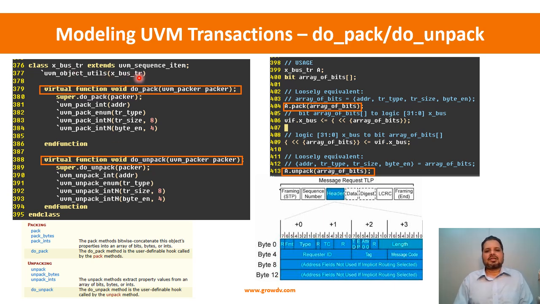We have the express transaction extending from the UVM sequence item. These do_pack and do_unpack functions become available from the UVM object, and they all return void, they are returning nothing. What we do over here is we say do_pack, and the UVM packer is what gets passed to it, and then we call super.do_pack. And as we had looked at, we had this bunch of field macros.